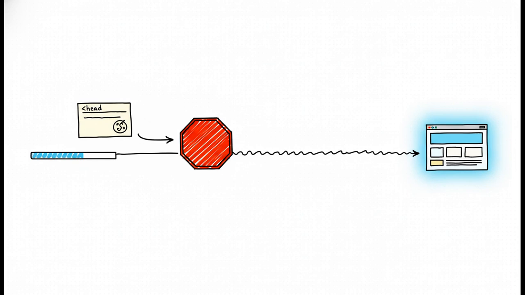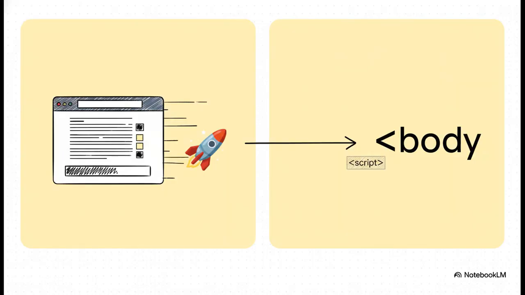If you place your script tag up in the head, the browser basically hits a roadblock. It has to stop everything, download that script, and run it before it can show any of the page's content. This is called render blocking, and it's a huge reason why some websites feel so slow. The solution? It's to move the script tag to the very end of the body just before the closing tag. See why this improves performance?